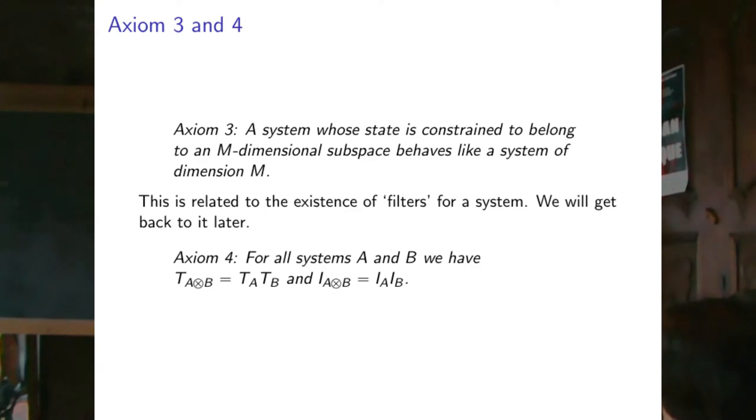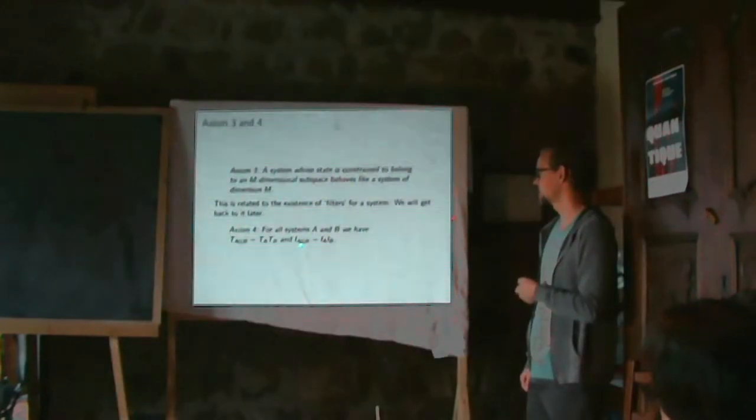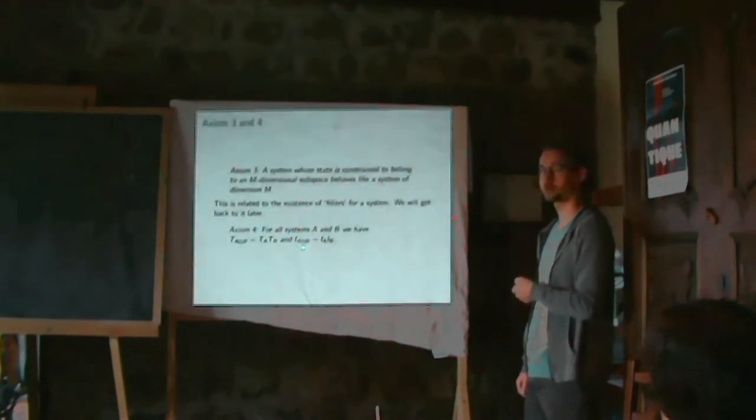And axiom 4 says for all systems A and B, the tomographic dimension multiplies over the subsystems and the informational dimension as well. So this is just local tomography, and this says that you can't encode more classical information in a composite system than you can in some of its parts.